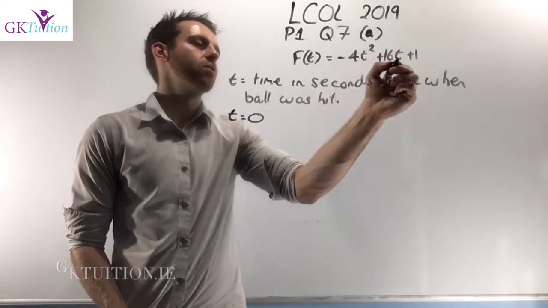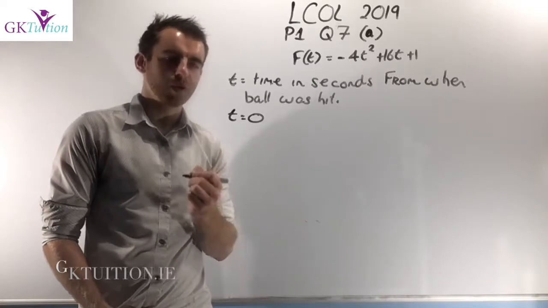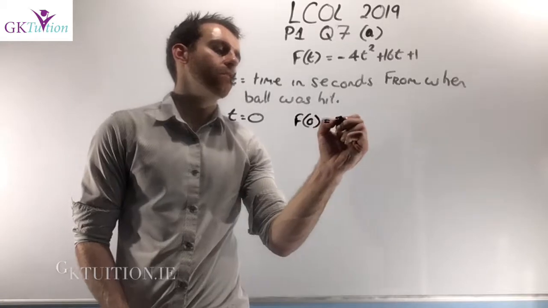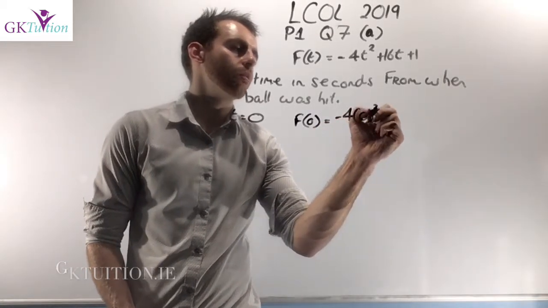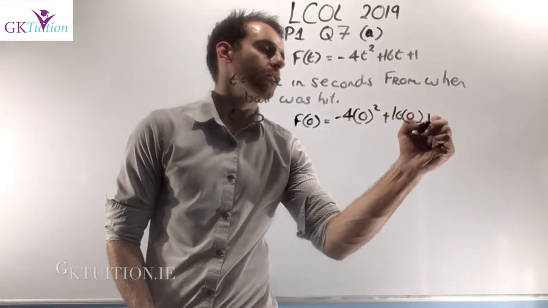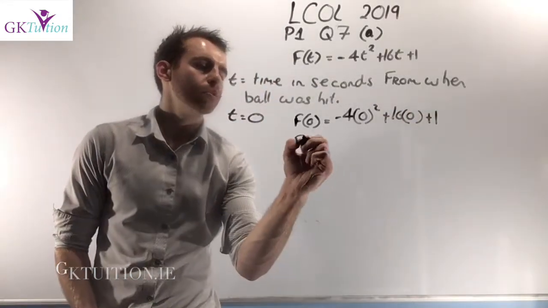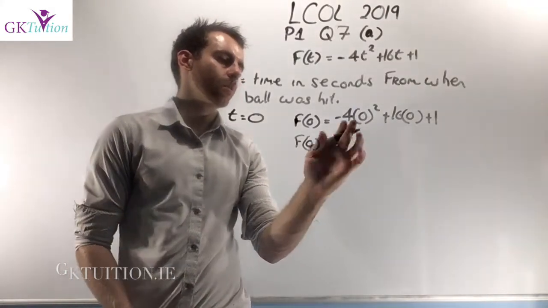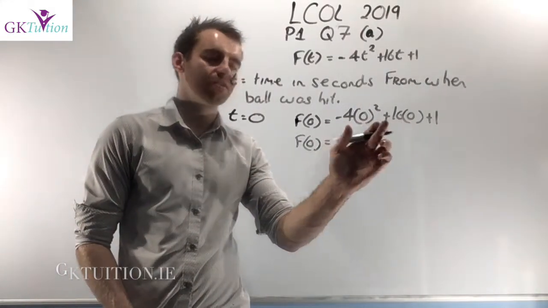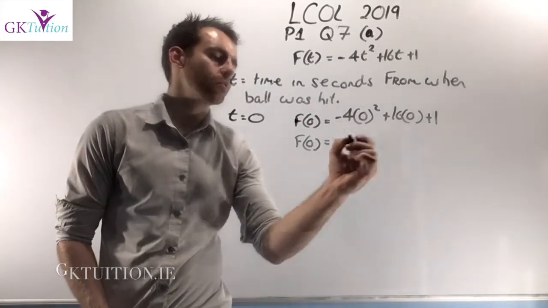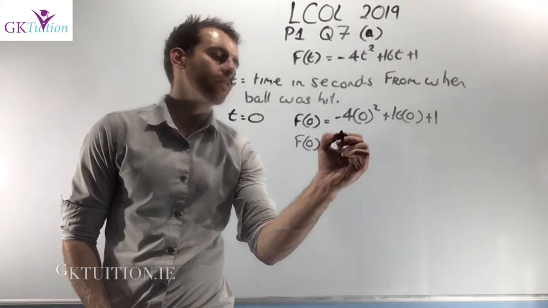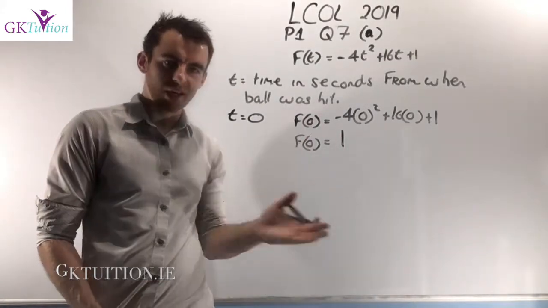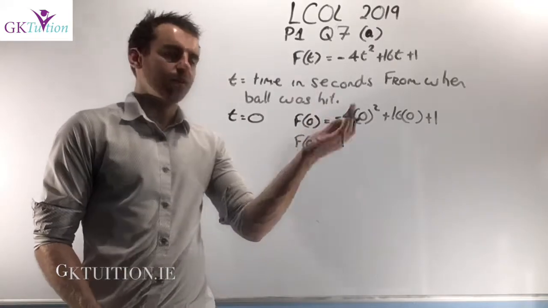So all I need to do is sub into my function t equals 0 to work out what the height of the ball was. So I'm looking for f of 0. F of 0 would be minus 4 times 0 squared plus 16 times 0 plus 1. Which means that the height of the ball, the moment she hits it, well, clearly any number by 0 is 0. So this just works out as a 0, as does 16 by 0 is just 0. So I'm just left with 1. That means the height of the ball, the moment she hit it, was 1 meter. It was 1 meter above the ground when she hit it with the sliotar. Hit it with the hurl.